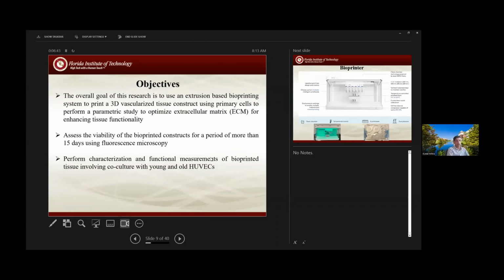So our goal is to develop extrusion-based bioprinting to 3D print a vascular tissue and perform a parametric study of the ECM matrix so that you can enhance the tissue functionality. And one of the main things is that when you do bioprint, you actually have to maintain the constructs for an extended period of time. I'm presenting results for 15 to 20 days, but right now you're actually making it for 30, 45 days so that you can maintain their viability. And then, of course, you have to do some characterization of the cells once you bioprint them and see the viability. So that's our overall goal of this work.